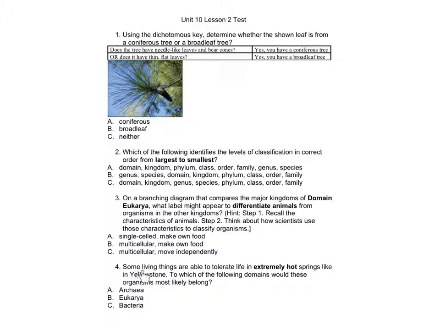Number 4. Some living things are able to tolerate life in extremely hot springs, like in Yellowstone. To which of the following domains would these organisms most likely belong? A. Archaea, B. Eukarya, C. Bacteria.